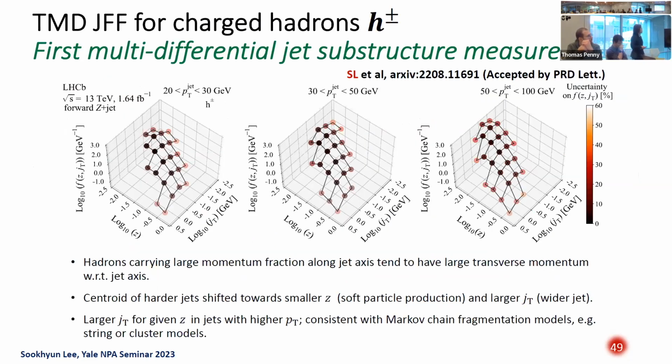If you do that, you could learn a lot of interesting correlations, and how they behave is surprising. So this is the first transverse momentum dependent jet fragmentation function for all charged hadrons. You see this correlation between the longitudinal and transverse dimension, and also higher energy jets produce more soft particles and they tend to be wider. And for a given collinear momentum fraction, when you have a harder jet, your transverse momentum also gets larger, which is consistent with the Markov chain fragmentation models, which are implemented in string and cluster models.